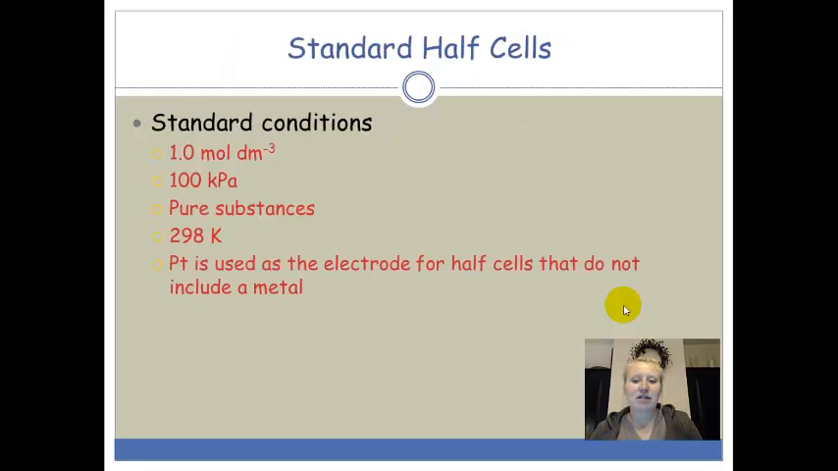So a standard half cell is under standard conditions, which means the solutions are all 1 molar, the pressure is 100 kilopascals, everything is a pure substance, the temperature is 298 kelvins, and in half cells that do not contain a metal, platinum is used as the electrode.